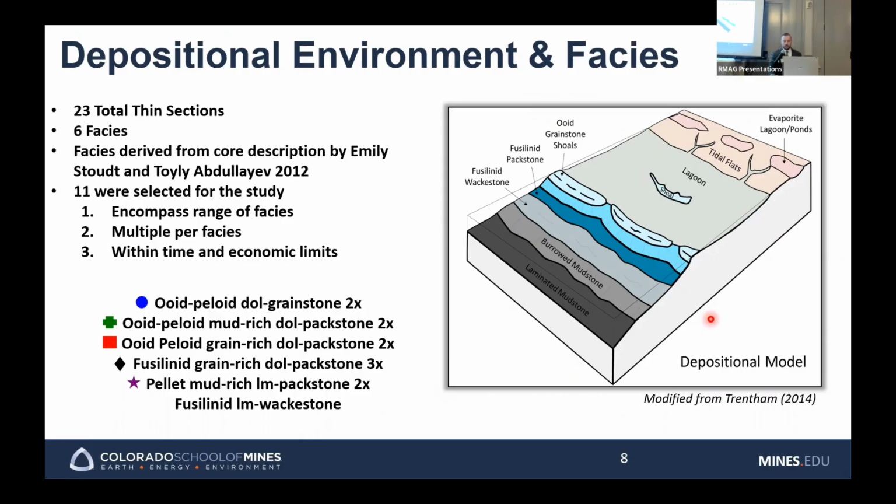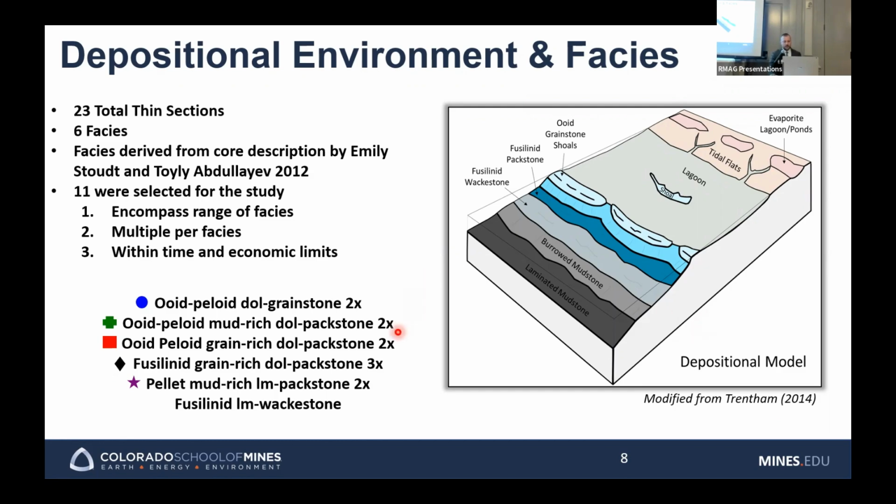The foundation for why we chose 11 out of 23: number one, we wanted to try to encompass the range of facies that were available in the field. We wanted to have multiple thin sections per facies to see how they would plot, group, and or separate. And we also wanted to stay within our time and economic limits of something like a master's project.